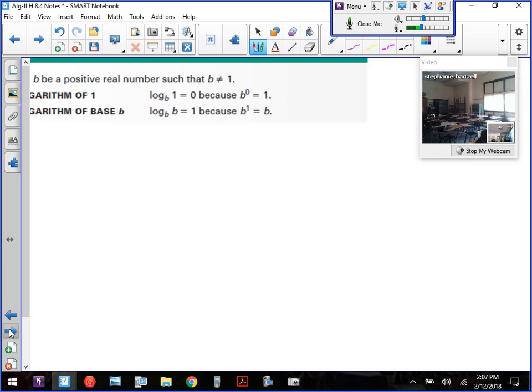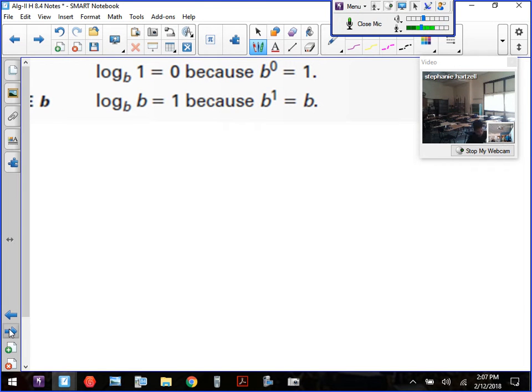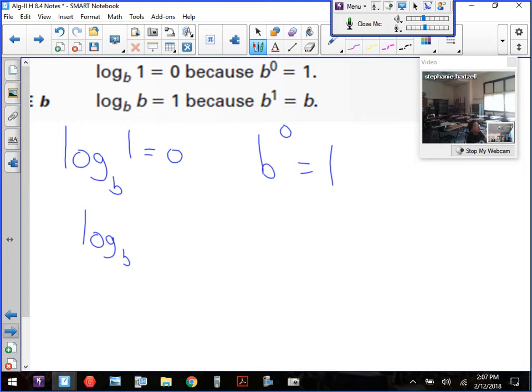Now, there are two properties of logs that are used all the time, and they're super easy. Log base b of 1 equals 0, because what is anything to the 0 power always going to equal? 1. And same thing, log base b of b is 1, because what is anything to the first power? Itself. And those two properties are going to come into play later on.